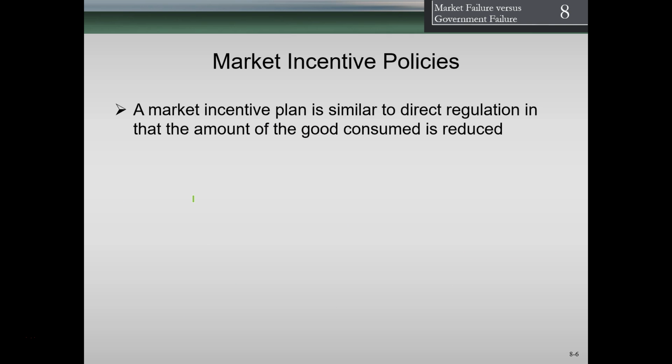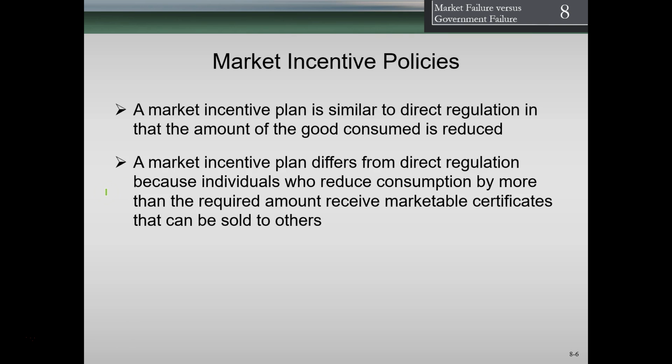Market incentive policies. A market incentive plan is similar to the direct regulation in that the amount of good consumed is reduced. So we could try to have a market incentive to reduce the item. The market incentive plan differs from the direct regulation because individuals who reduce consumption by more than the required amount receive marketable certificates that can then be sold to others.